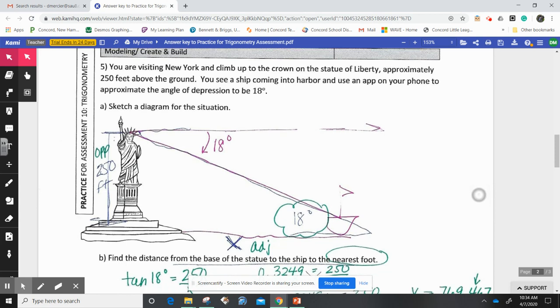All right, word problems. Everyone loves word problems. So you're told that the height of this Statue of Liberty is about 250 feet from the ground, so might as well mark up our picture.